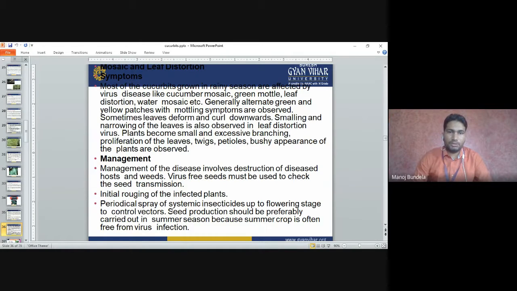Proliferation of the leaves, twigs and petioles, and a bushy appearance of the plants are observed. Management of the disease involves the destruction of the diseased host and weeds. Virus-free seeds must be used to check seed transmission. Rogue out the infected plants initially. Periodical spray of systemic insecticides up to the flowering stage to control the vectors. Seed production should preferably be carried out in summer season because summer crop is often free from viral infection.